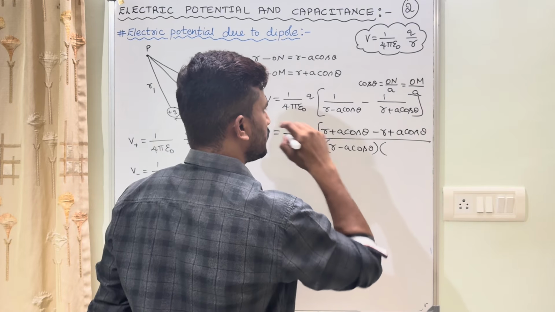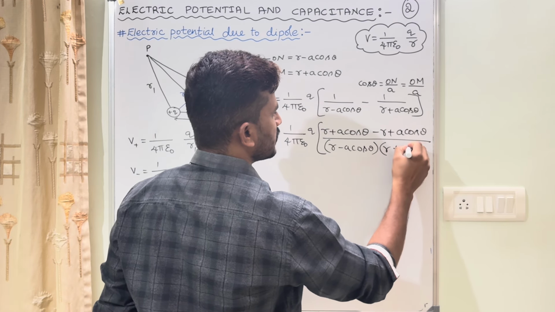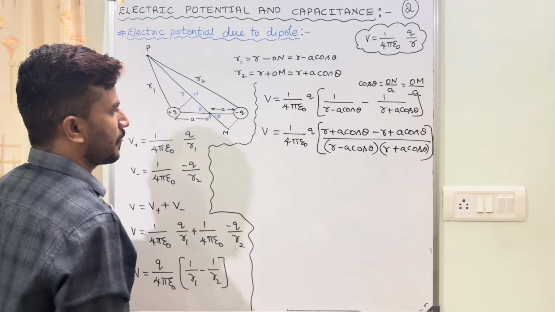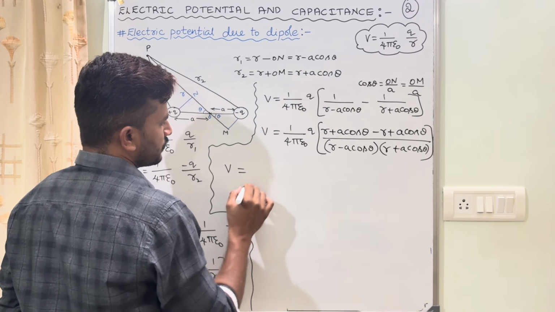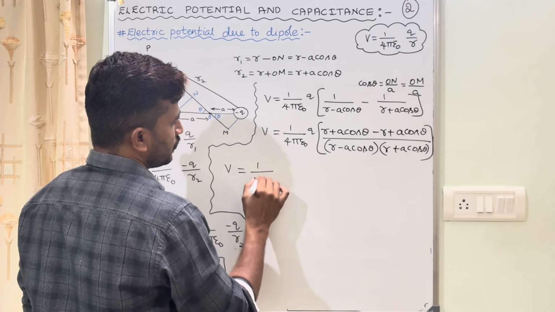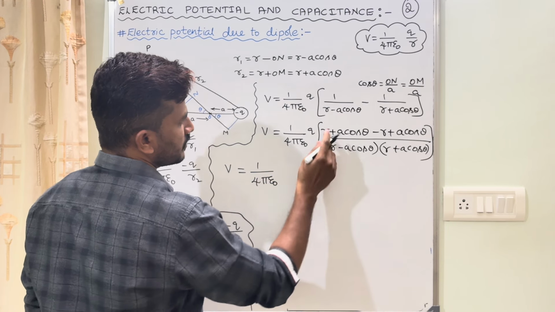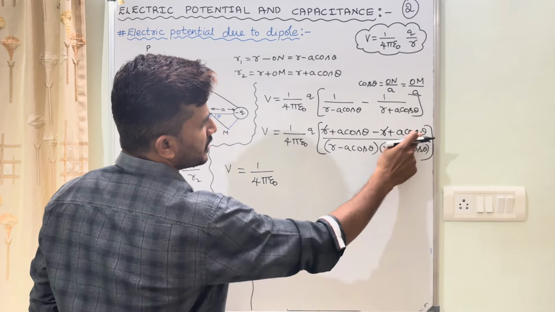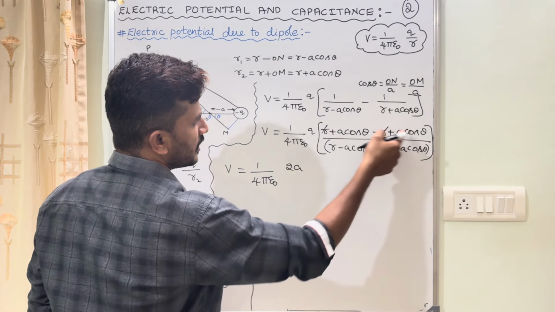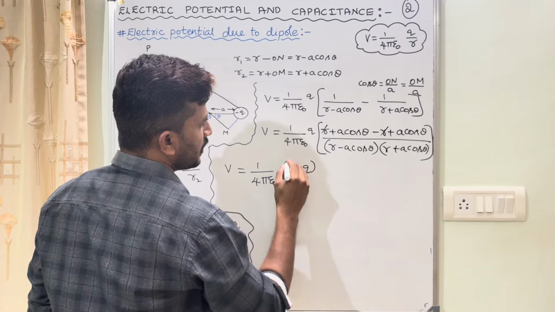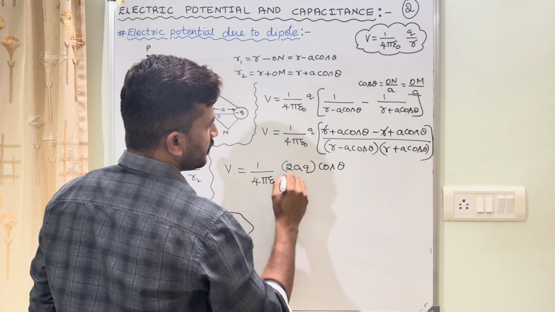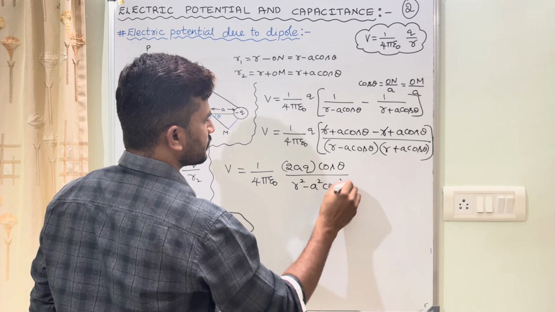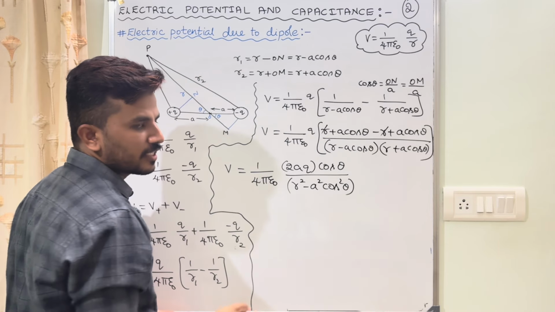So a plus b into a minus b formula is what? a square minus b square. Correct, no? So now V is equal to 1 over 4 pi epsilon naught, r minus r get cancelled, q here a cos theta plus a cos theta, 2a cos theta into q. So I will write 2aq cos theta divided by r square minus a square cos square theta, because this is r plus a cos theta into r minus a cos theta.